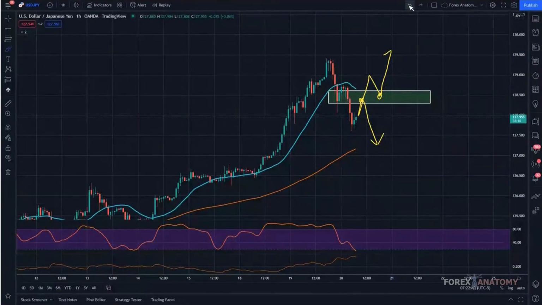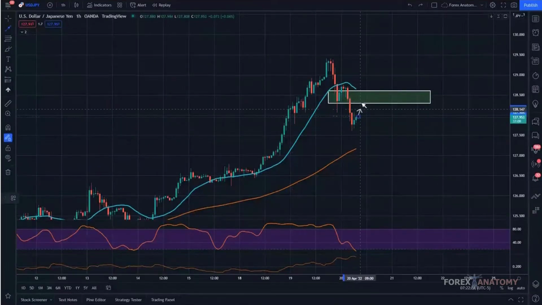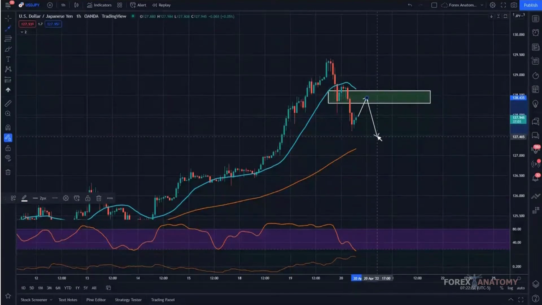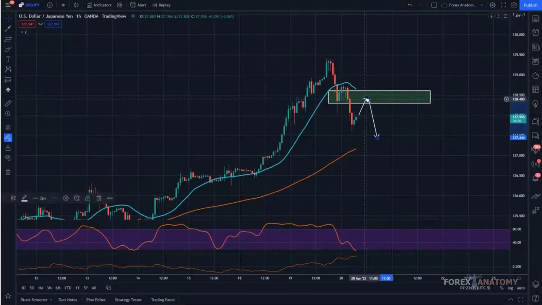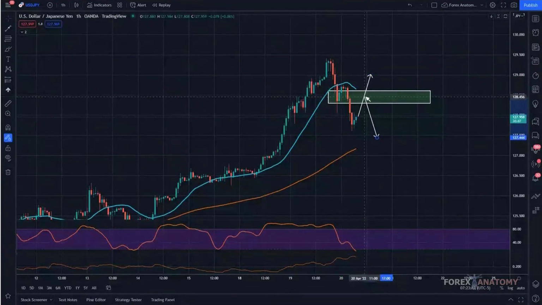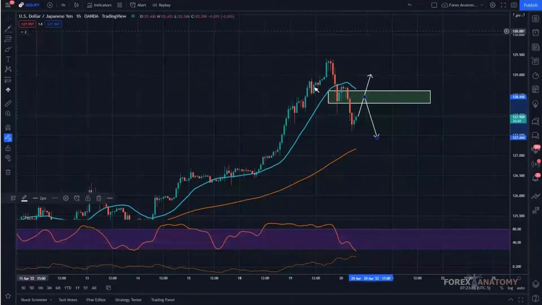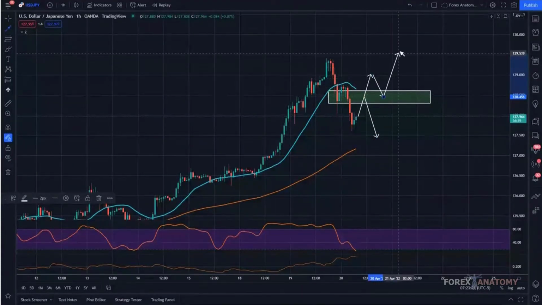But let me just draw this in with arrows, make this a little bit easier to read. So then, first example, boom, boom. And then if we do see that, then we can enter a short down here. However, there's a possibility that price could break to the upside. And if that does happen, we'll look for a buy and then a push to the upside.